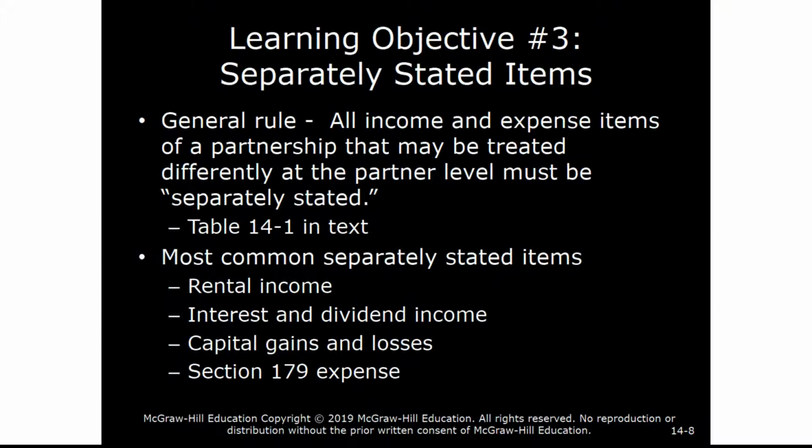I mentioned earlier that there are many income and expense items that are treated as ordinary income. Others are treated as separately stated. Table 14-1 in the text expands on some of the more commonly separately stated items. Now what we mean by separately stated is that these are sent down on the Schedule K1 as items that are not included in ordinary income, such as rental income, interest and dividends, capital gains and losses, and, as I said earlier, Section 179 expensing of partnership assets.